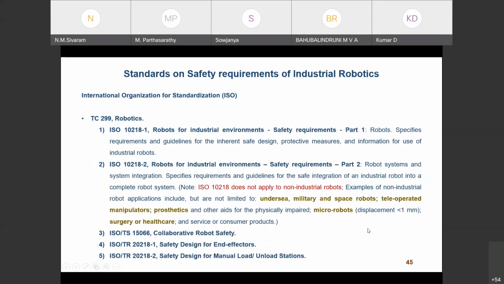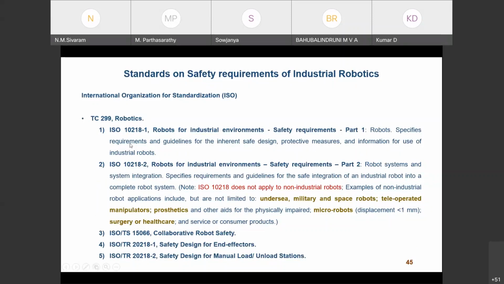The standards on safety requirements of robots. These are the standards given by the International Organization for Standardization, ISO, and a separate committee, TC 299, exclusively develops standards for robotics. You can see the standard for developing robots, ISO 10218, Part 1 and Part 2.